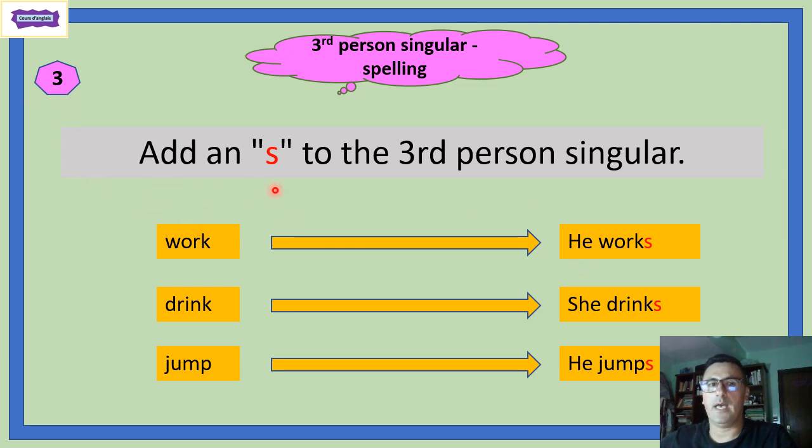Troisième cas. Add an S to the third person singular. C'est très facile. Ajouter quoi? Un S. Voilà, quand il s'agit de la troisième personne singulière. Work devient works. Drink devient drinks. Jump, sauter, devient jumps. Work, travailler. Drink, boire. Jump, sauter.